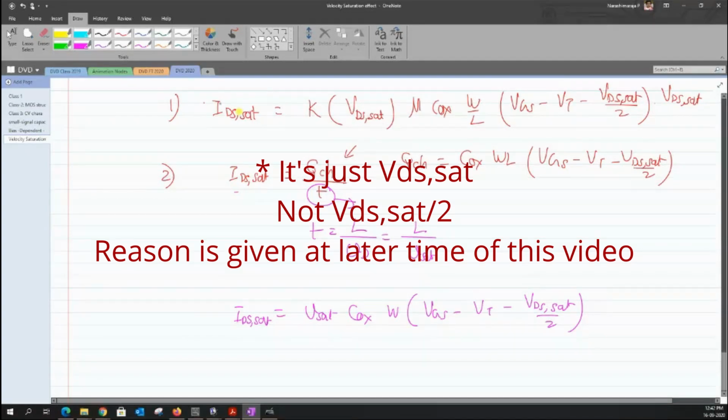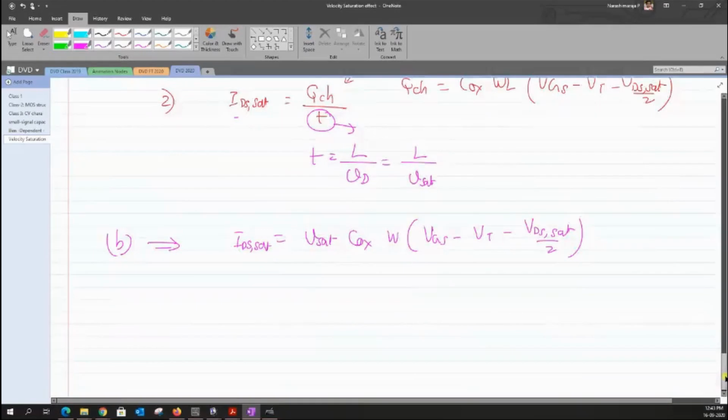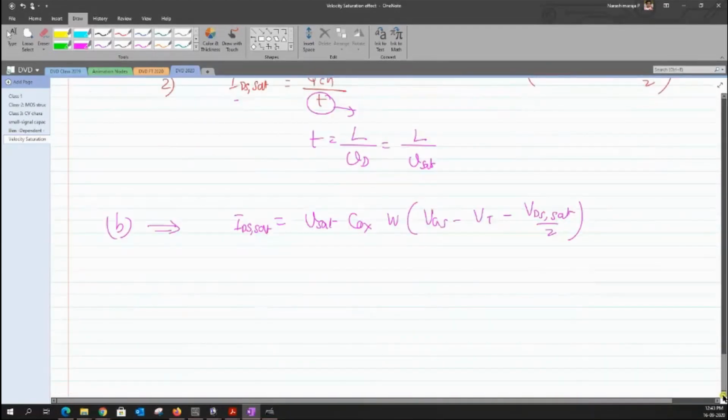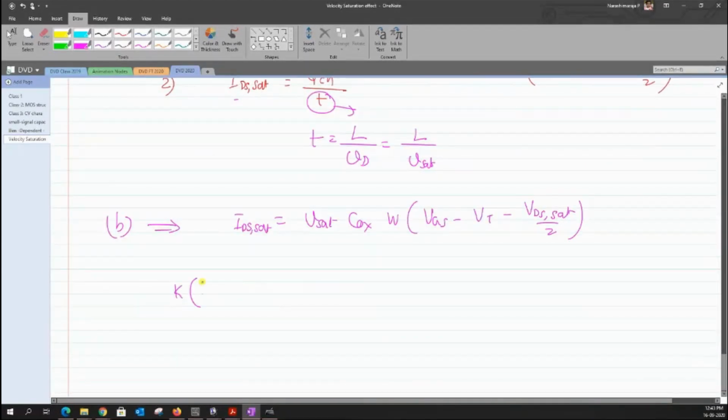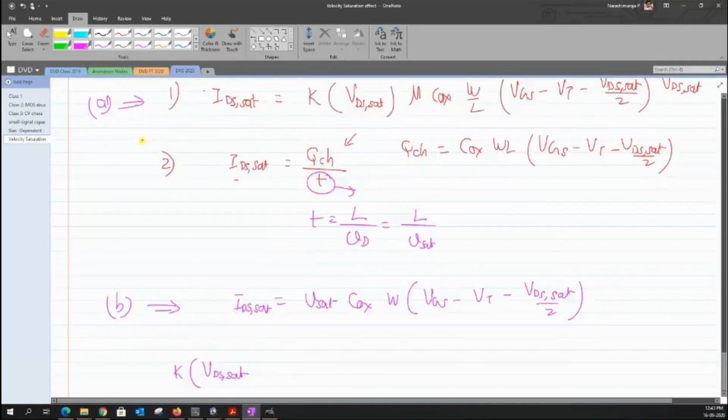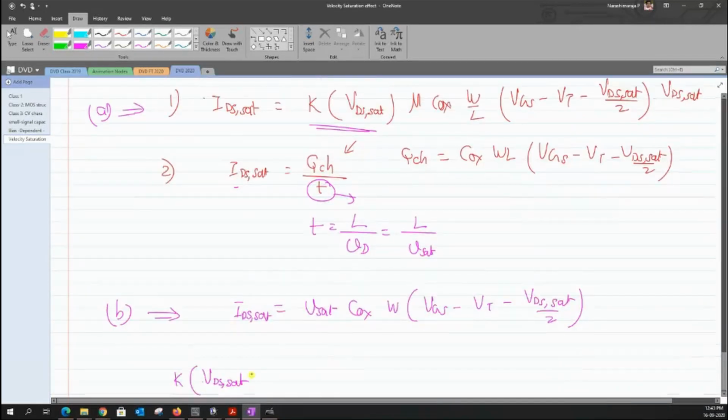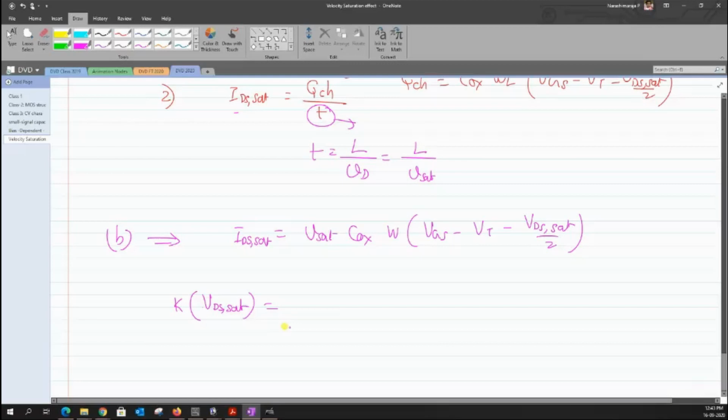Now I'm going to utilize both these expressions. Maybe I will write this as A and this one as B. I'm going to utilize both these expressions in order to derive the total saturation current equation. So in order to write this, I'm going to substitute two things. That is the kappa of VDS sat, which we had in equation number A. This term would be replaced with our known expression, which is written as 1 plus VDS sat by VC. And I'm also going to rewrite this VSAT.